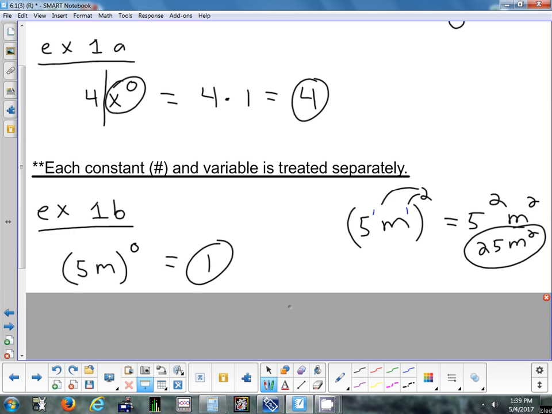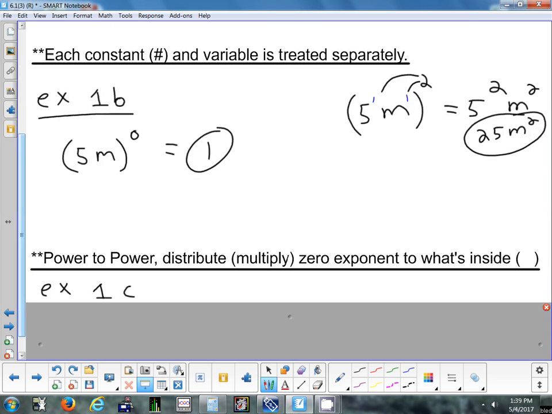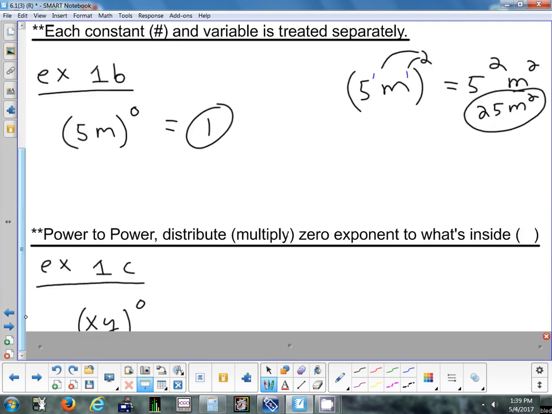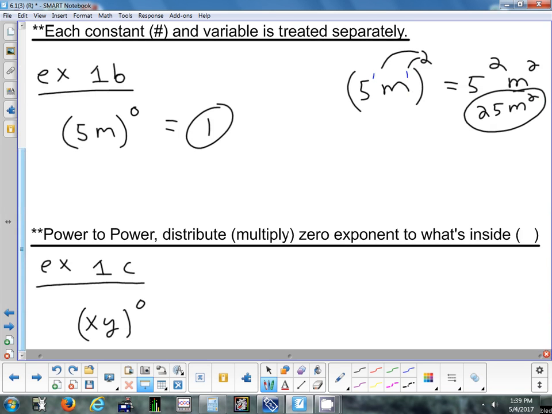Just put 1. I think we got one more with zeros. Okay, this is what I just explained to you, but if it's 0, do what I just told you. Just copy the example. X times y, all of that is to the 0 power. What's the answer? 1.